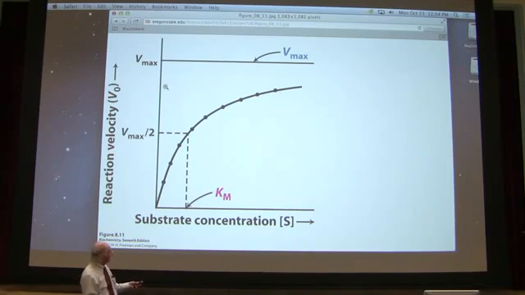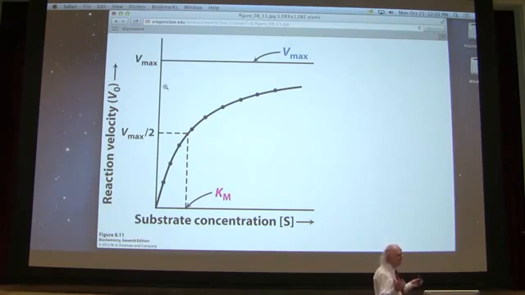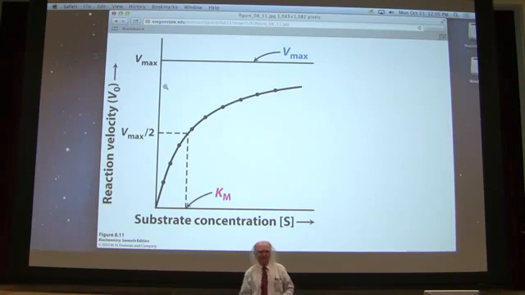More substrate to get to the same velocity. That's what a higher Km corresponds to. So if it takes more substrate to get to the same velocity, why does it take more substrate? Because the substrate has to beat on the enzyme's head to get the enzyme to bind to it, meaning that the enzyme doesn't have a high affinity for it. So high Km means low affinity, low Km means high affinity.